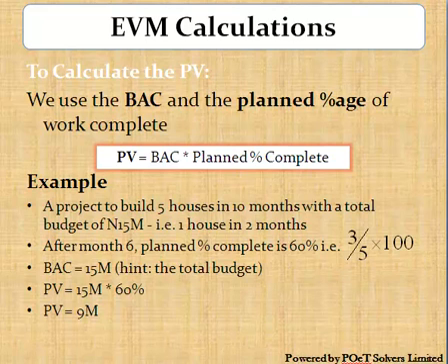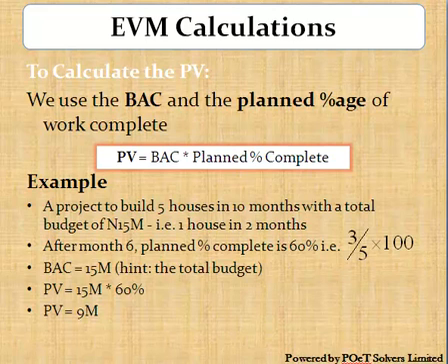To calculate the planned value, there might be some scenario-based questions on the exam where you will be given the total project budget and you will need to find the planned value. To achieve this, use the BAC. This is the same as the project budget, and the planned percent complete. The planned value is derived by multiplying the BAC by the planned percent complete.